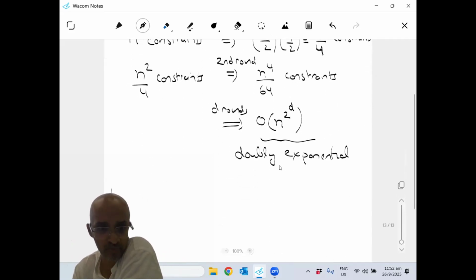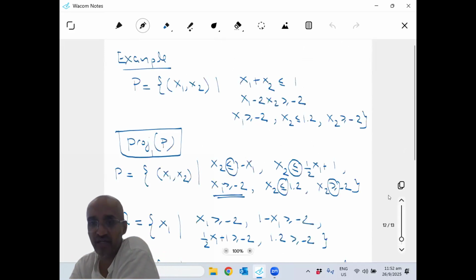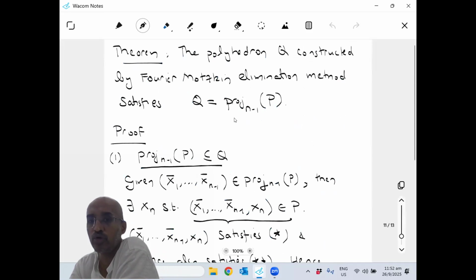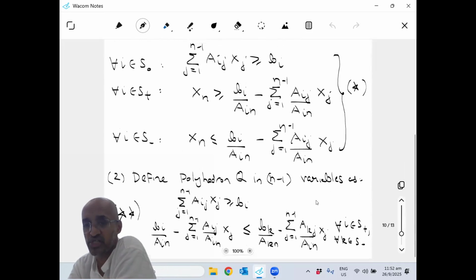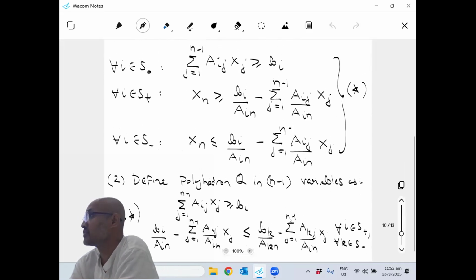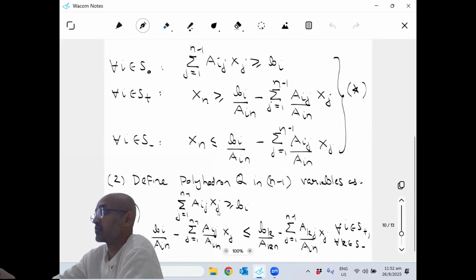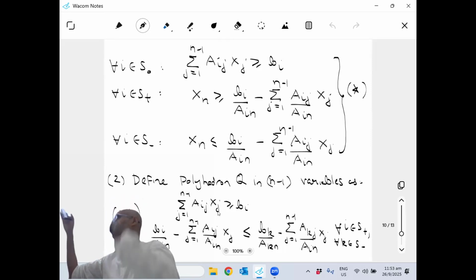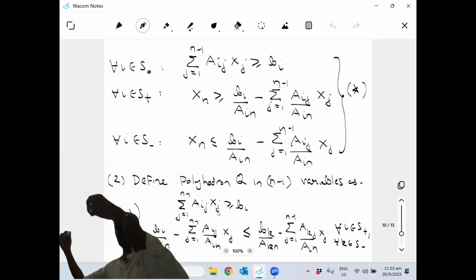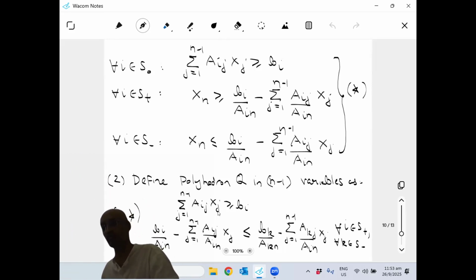The second note is, observe that this Q, the projection, is given by these constraints, which are linear constraints in the variables x1 to x(n-1). What does this mean? It means that the projection of a polyhedron is also a polyhedron. Because I took a polyhedron in n variables, and I gave you an algorithm which gave you a projection, which is a set of linear constraints in n minus 1 variables.